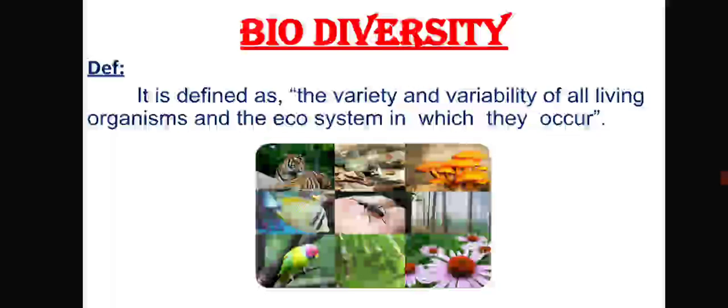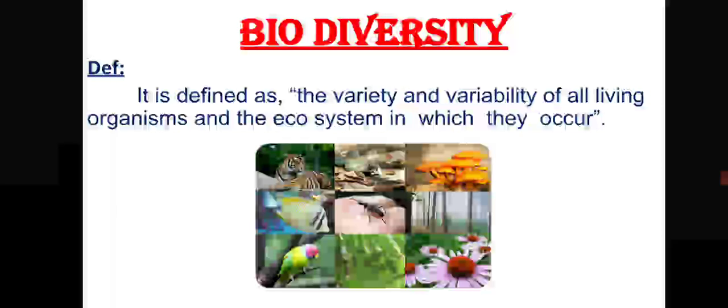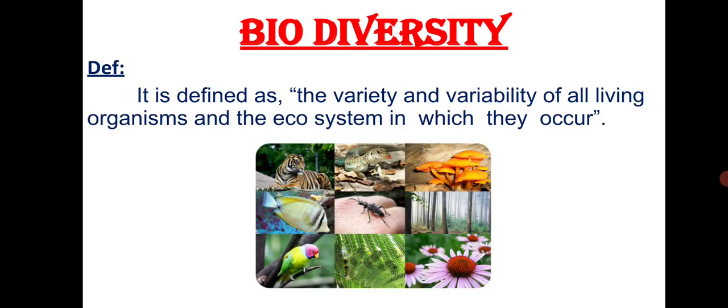Let us see what is meant by biodiversity. Biodiversity is defined as the variety and variability of all living organisms and the ecosystem in which they occur. We know that environment is a combination of both biotic and abiotic community. A biotic community consists of varieties of elements, varieties of species. Those varieties are called biodiversity.